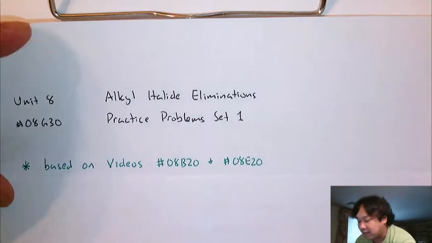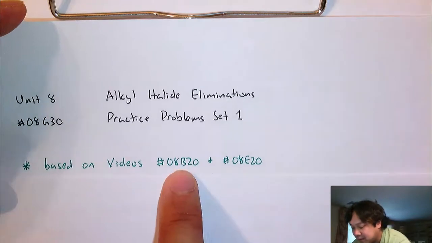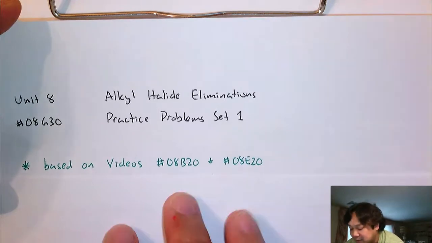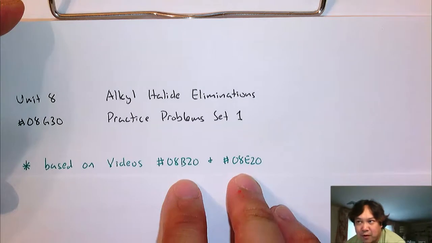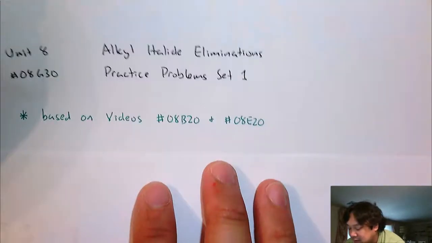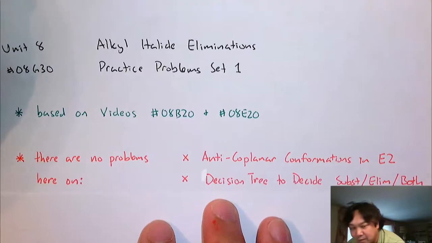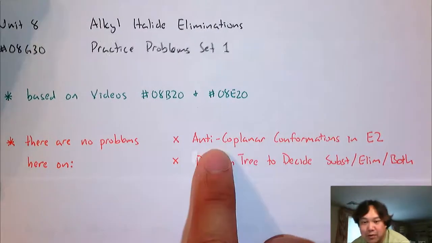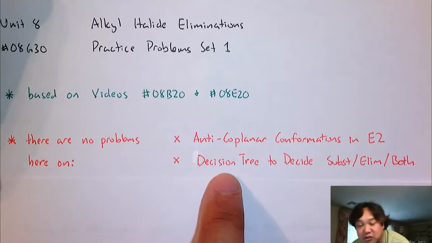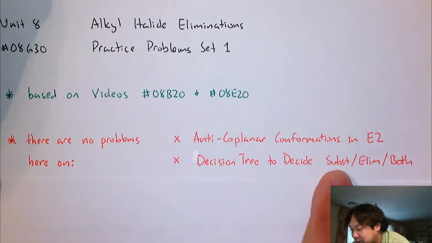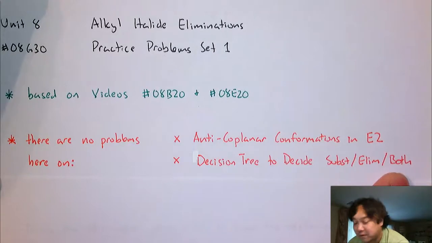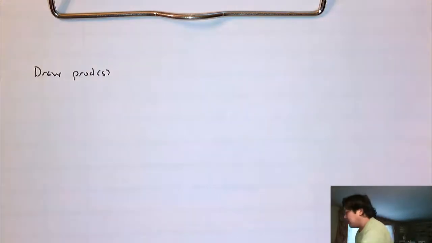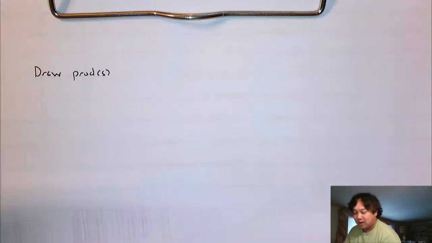The disclaimers were, this is only based off of the early videos, okay, 08B20, 08E20, and that's the case because I don't go over in those 2 videos more advanced topics. So some people may be familiar with these topics. If not, don't worry about it. You can still do these problems based on just these 2 videos. I'm not going to talk about anticoplanar conformations, and I'm not going to talk about a decision tree to decide whether you get substitution, elimination, or both. Okay. Watch these 2 videos, and you should be able to do these problems that we are going over in problem set 1 and problem set 2.